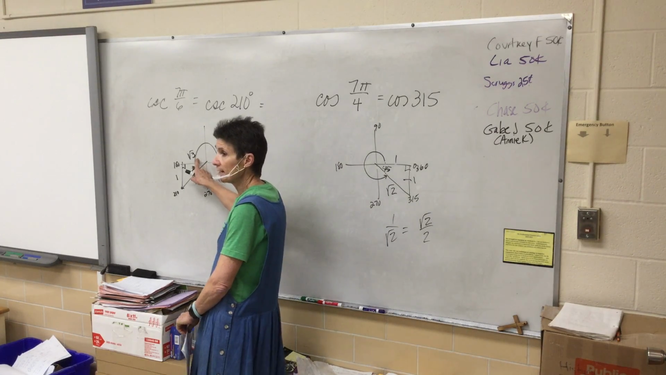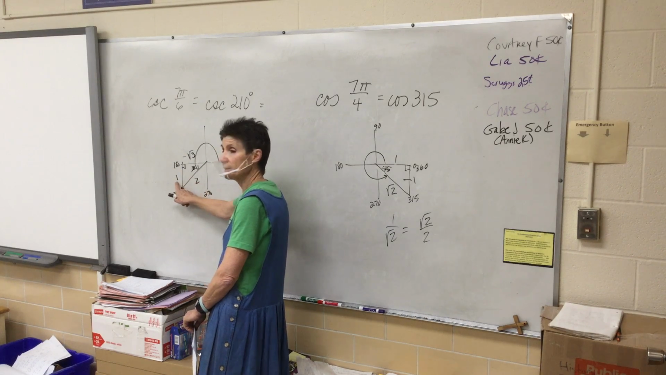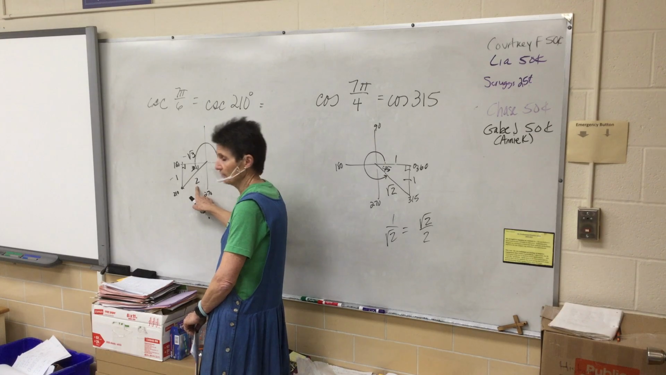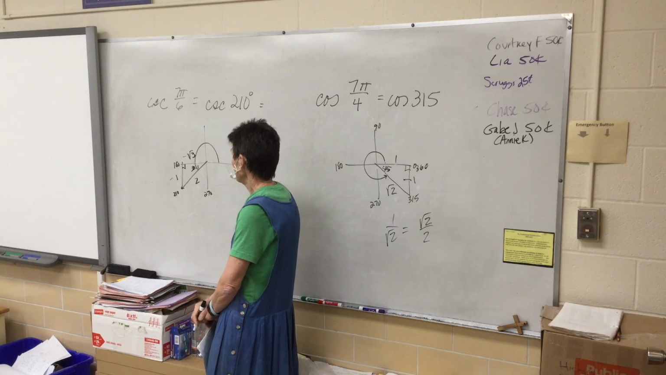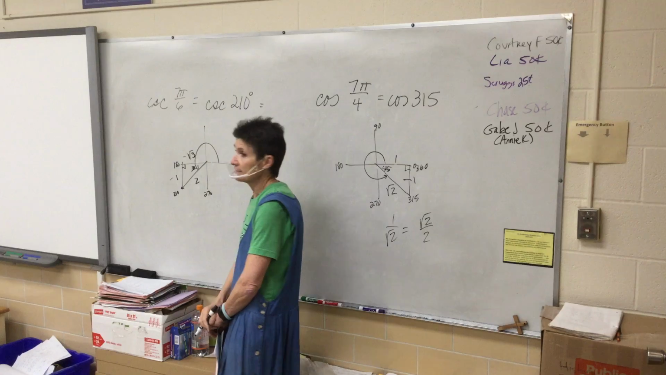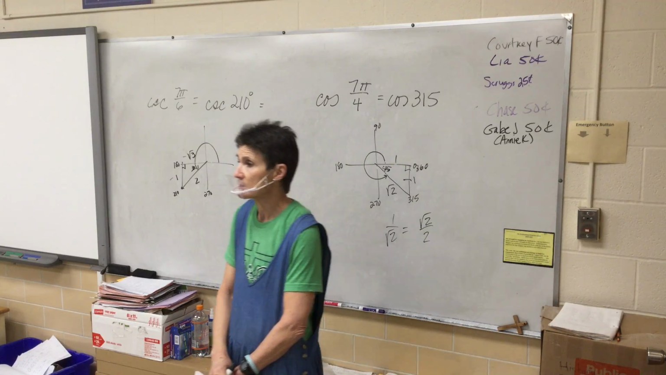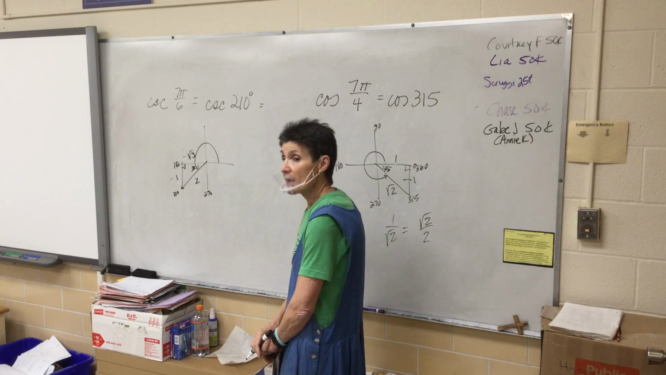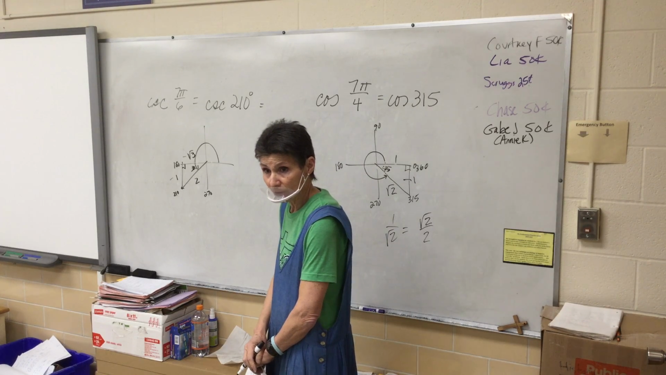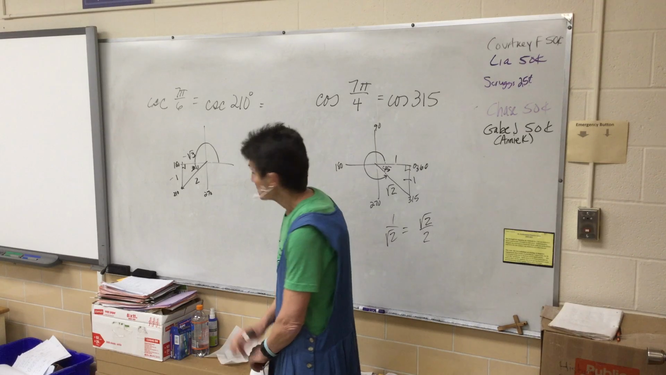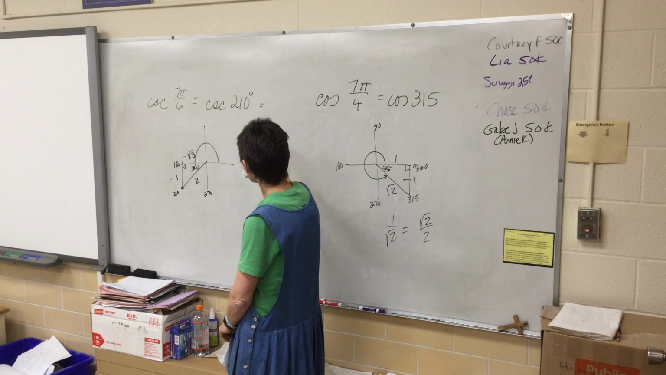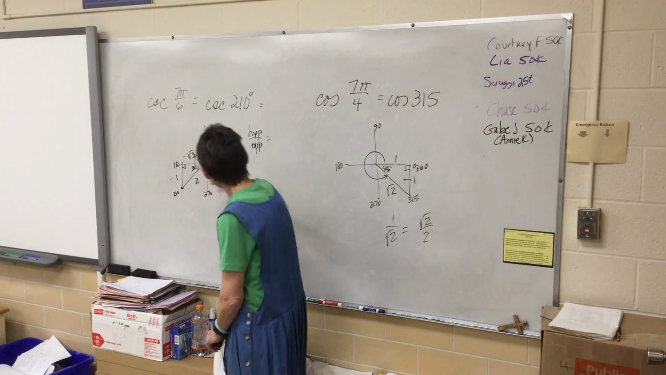Does the root 3 need a negative? Yep. Does the 1 need a negative? Yep. Does the 2 need a negative? Never. I want the cosecant. Well, cosecant is the reciprocal of the sine. Sine is opposite over hypotenuse, so I need hypotenuse over opposite. So that's going to be 2 over negative 1.